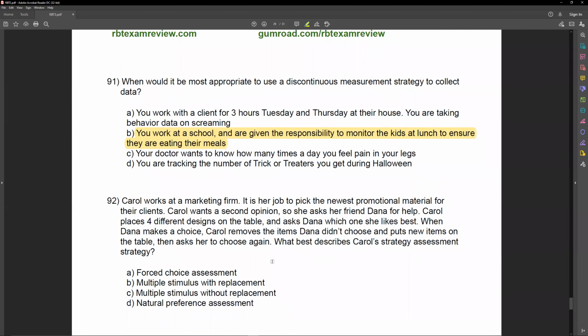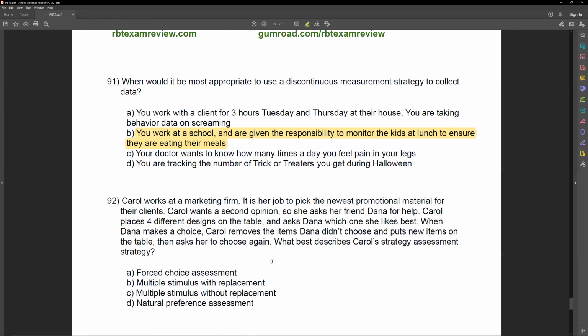92, Carol works at a marketing firm. It is her job to pick the newest promotional material for their clients. Carol wants a second opinion, so she asks her friend Dana for help. Carol places 4 different designs on the table and asks Dana which one she likes best. When Dana makes a choice, Carol removes the items Dana didn't choose and puts new items on the table, then asks her to choose again. What best describes Carol's strategy assessment?